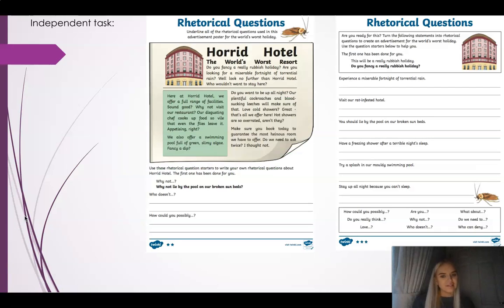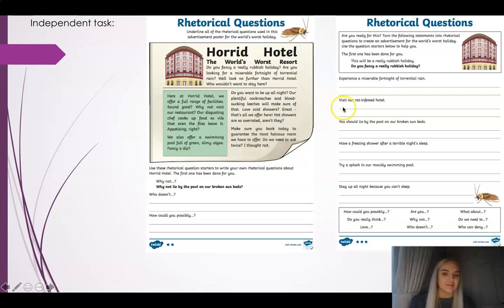Now, your first task is to use this piece of text. Underline all of the rhetorical questions in the text. This is an advertisement poster for the world's worst holiday. So they're trying to make you go because it's a rubbish holiday, but they're trying to make you go. Then you've got to use the rhetorical question starters to write your own rhetorical questions about the horrid hotel. And the first one has been done for you.